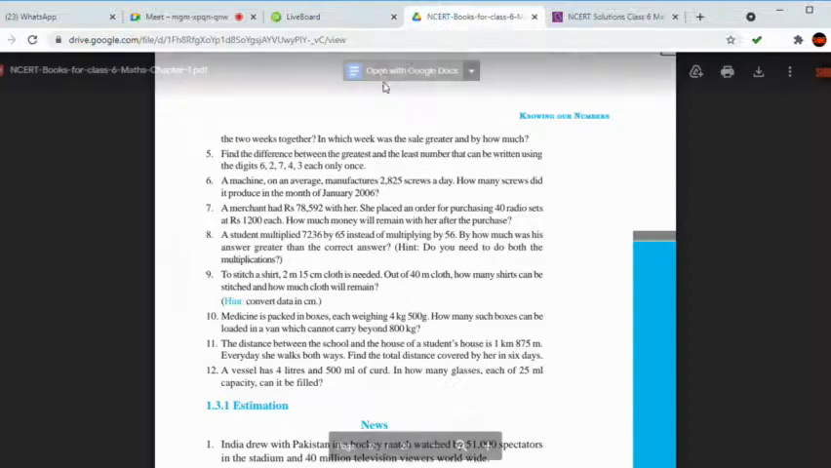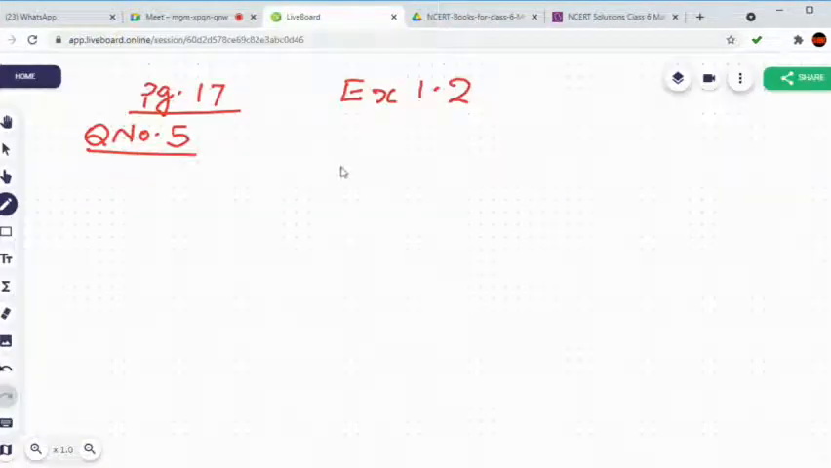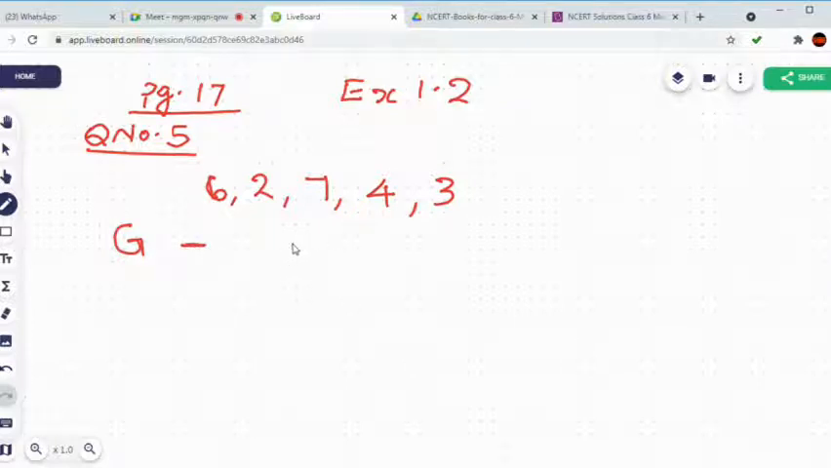Okay, in question number 5, we can see, by using these digits 6, 2, 7, 4, 3, form the greatest and least number, and after that find the difference between the two numbers. So first you write the greatest number we can form by using these digits.